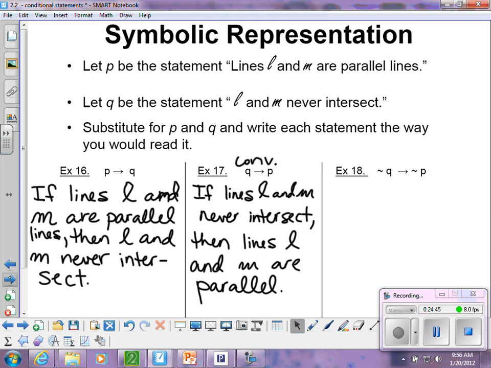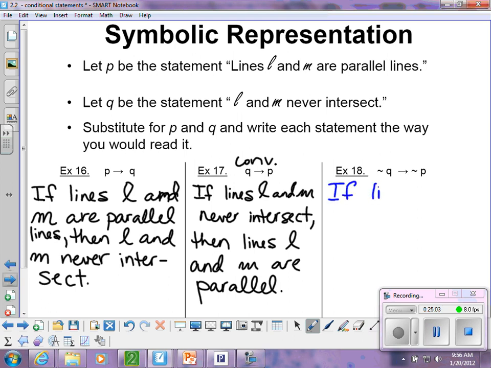Okay, and contrapositive flips it and negates it, right? So it's going to look like this second one, example 17, except I'm either going to put the not in it or I'm going to take it out, right? So if lines L and M never intersect, am I going to put not never? No, I'm going to take that out.